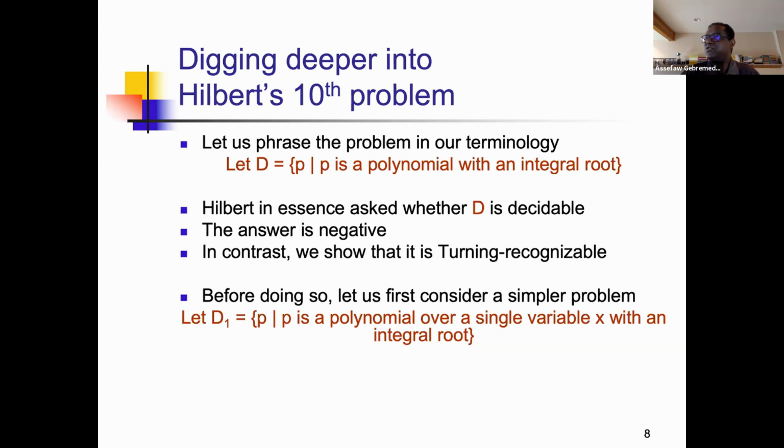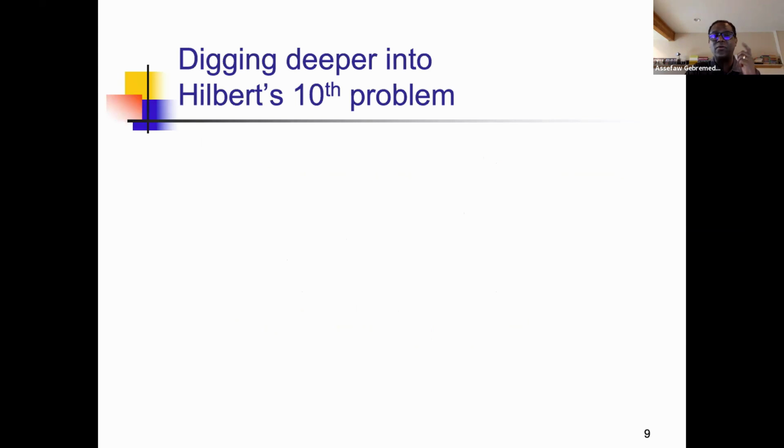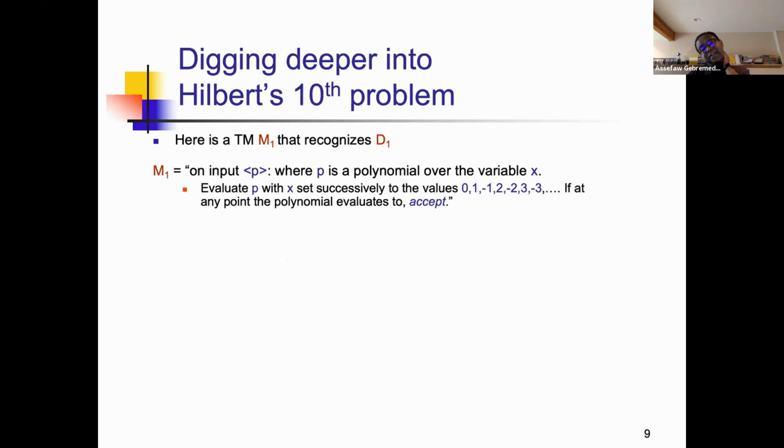But let's have this simpler situation where we have just a single variable in our polynomial, and we'll call that language D1. We'll call the language made up of polynomials over a single variable that have integral roots D1. And so we want to see what Turing machine we can design to recognize D1. Here is our familiar way of describing our Turing machines. Our M1 is a Turing machine that recognizes the simplified language D1, the polynomials over a single variable that have integral roots.